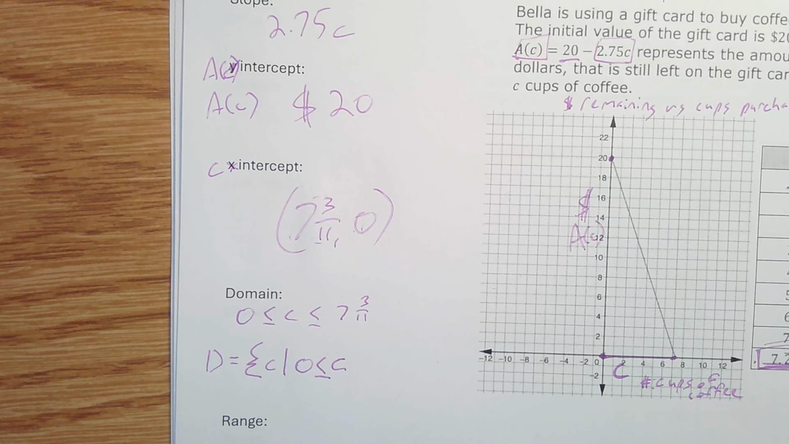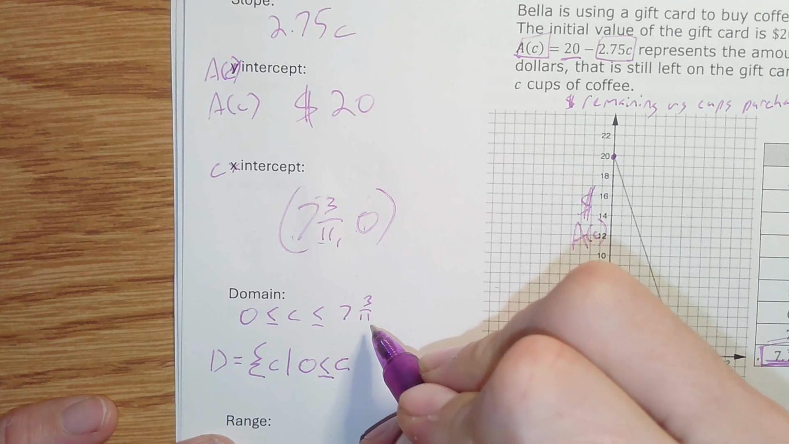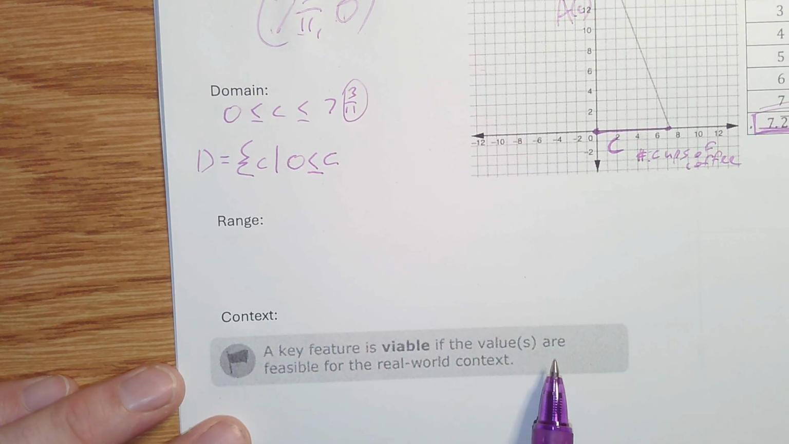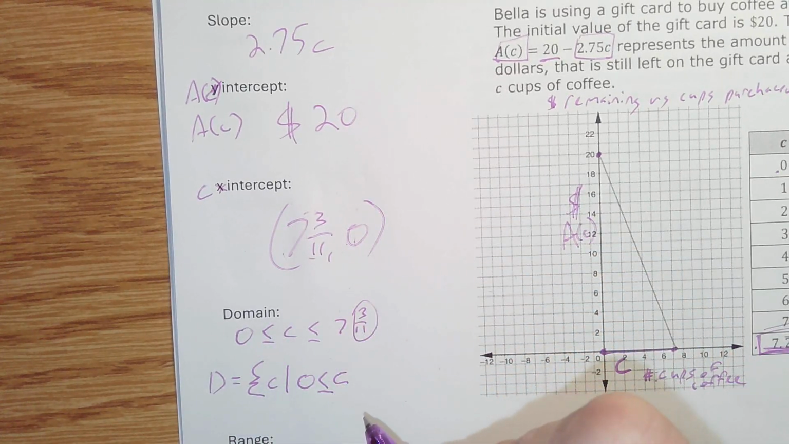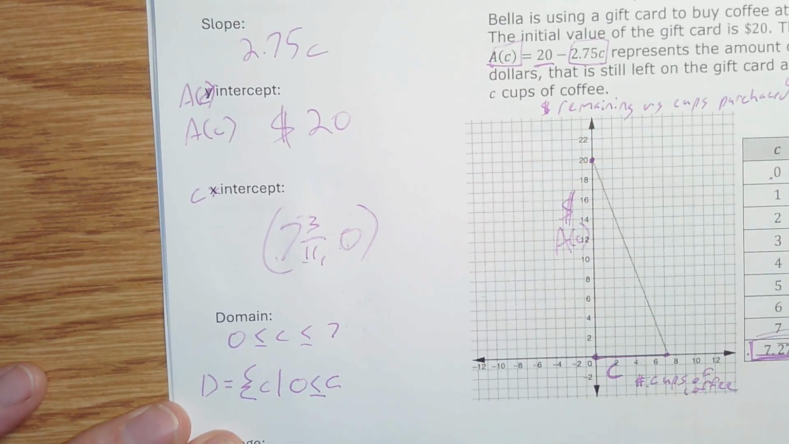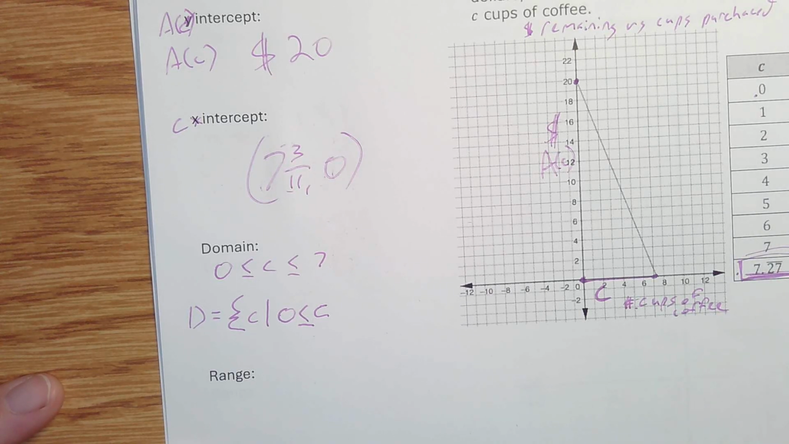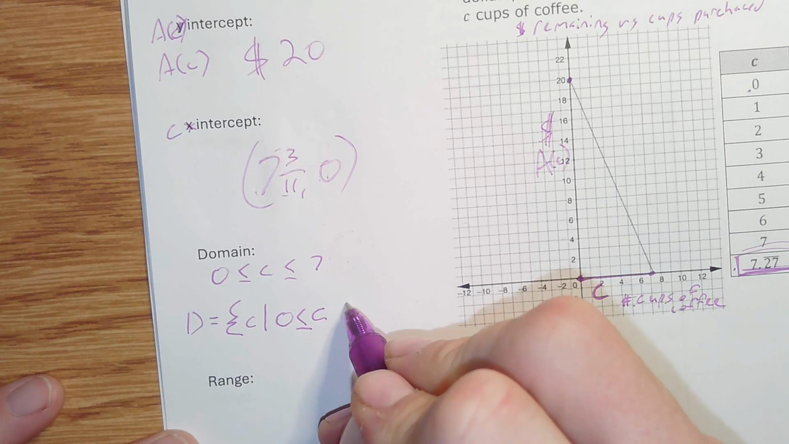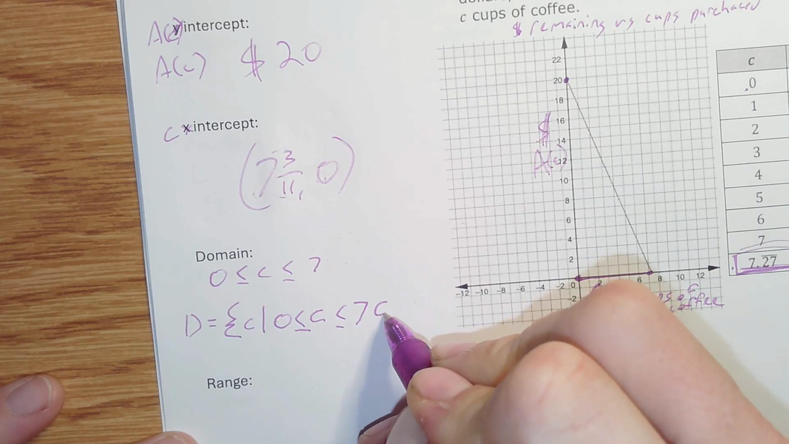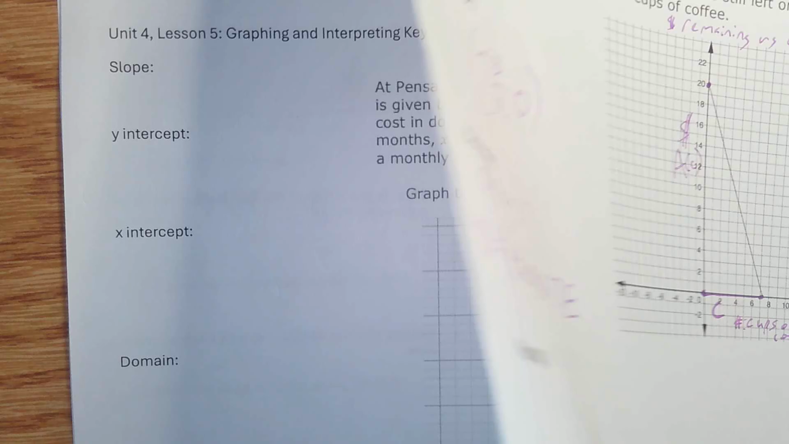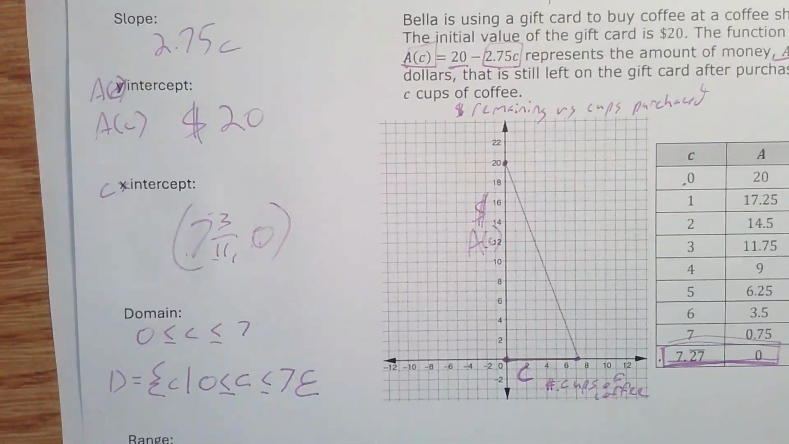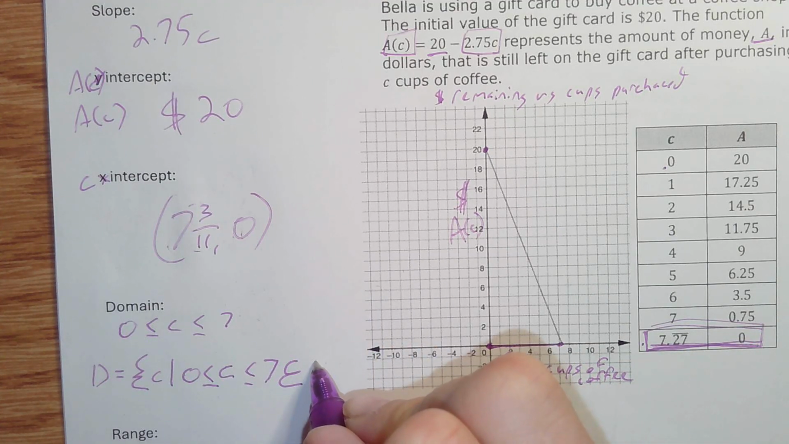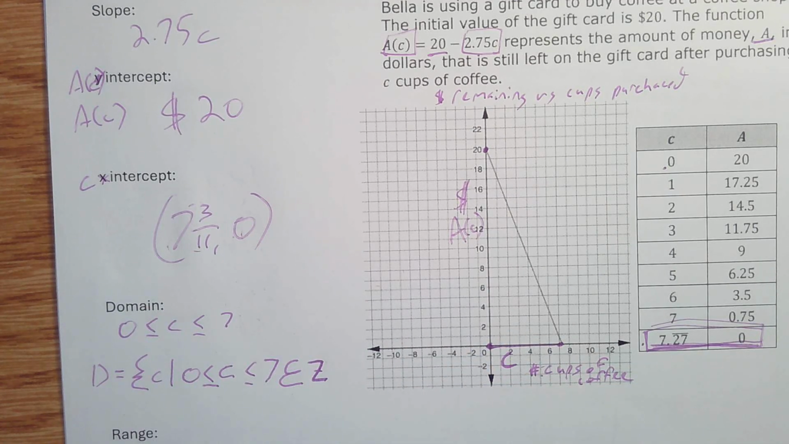Now I can't really buy 3/11 of a cup of coffee, right? That's what we're talking about, viable in a real world context. So, as a viable domain, I'm going to truncate that 3/11 off, and I'm going to say C is less than or equal to 7, and is an element of, instead of all real numbers, I'm going to use integers, which is Z. Integers, that's all numbers not including fractions.